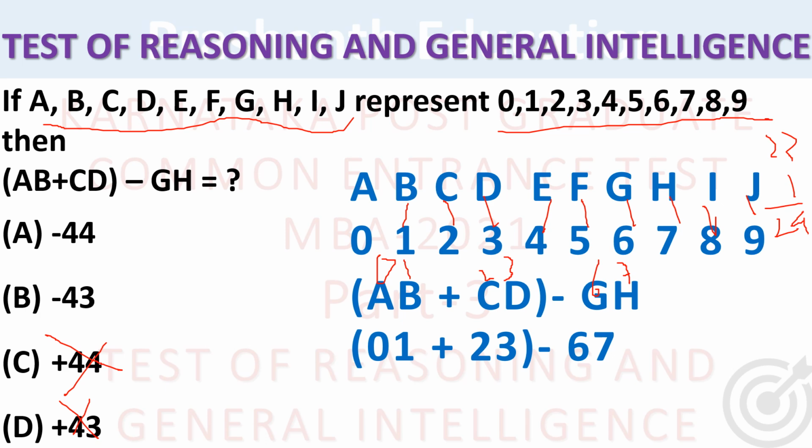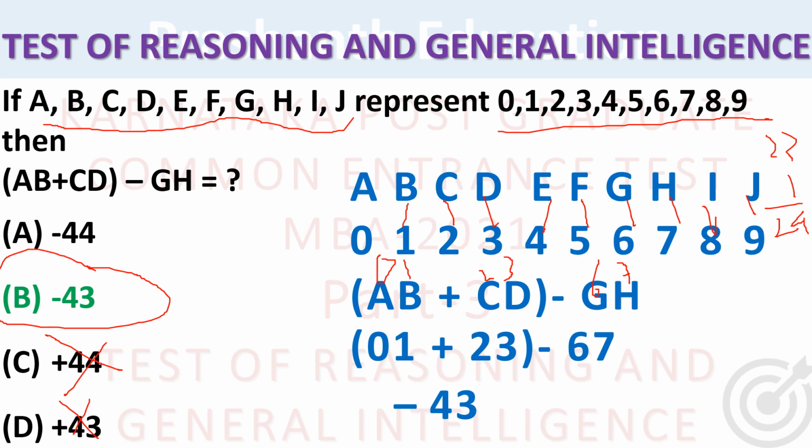Now we need to remove 67 from 24. Most of you make a mistake here. You do 67 minus 24. No, it is minus 67 plus 24. So 7 minus 4 is 3. Whichever option has 3, that's the correct answer. So B is the correct answer, minus 43.